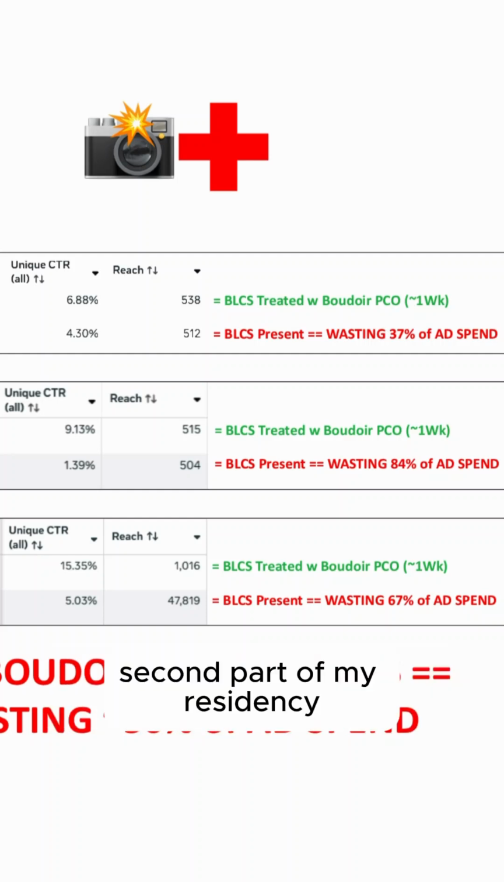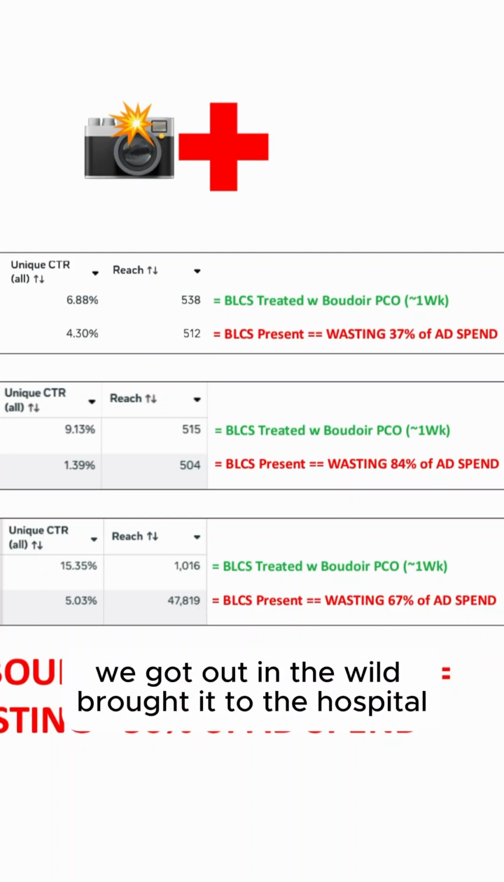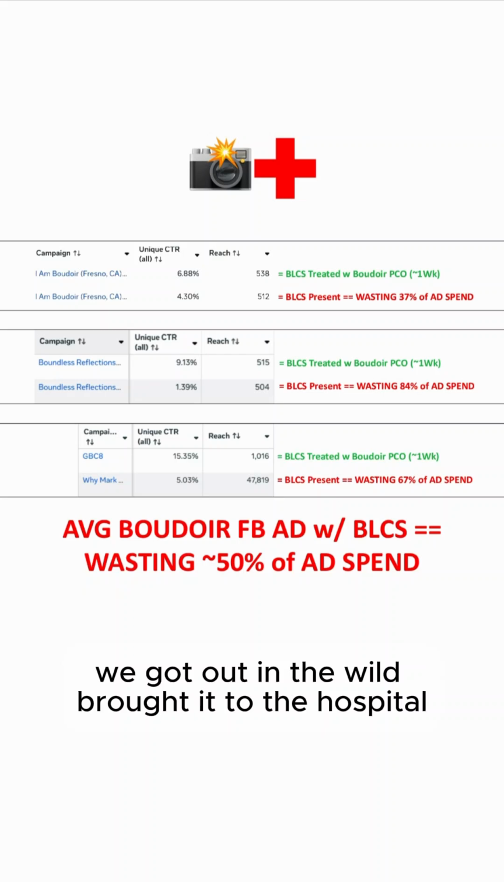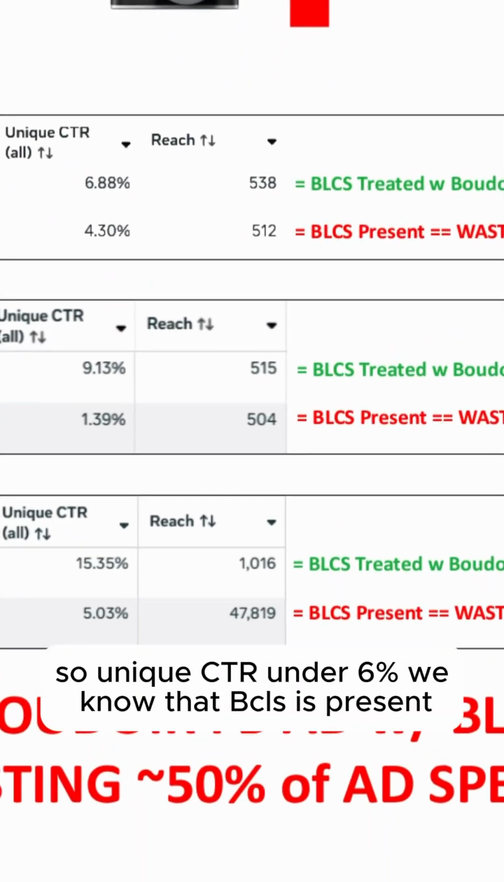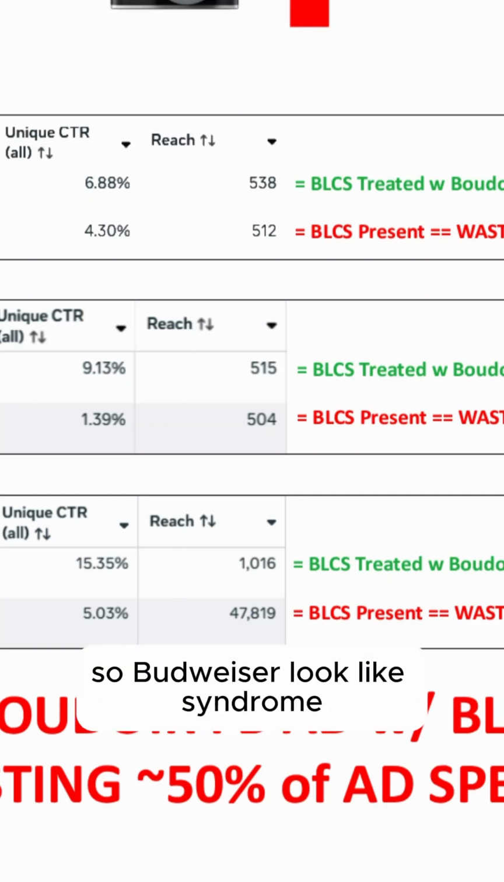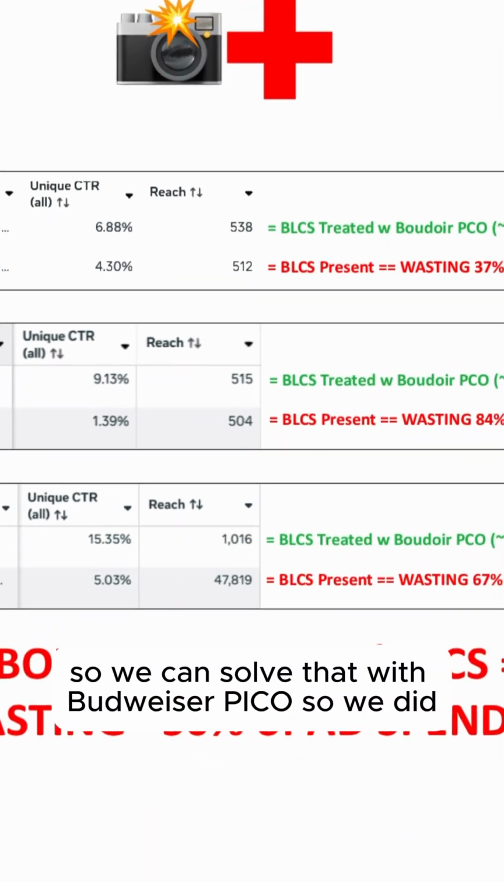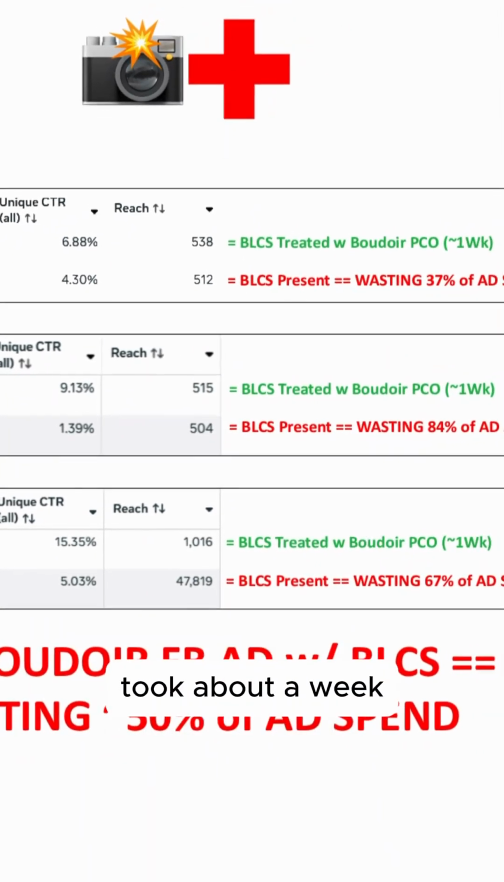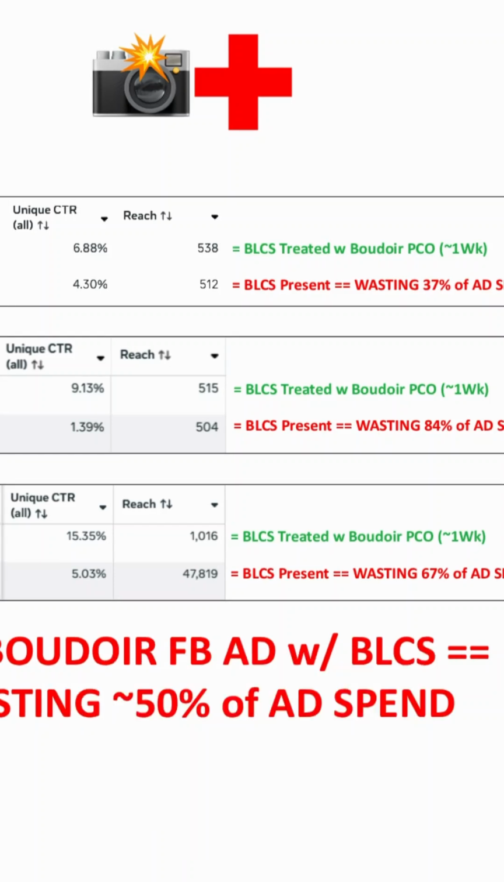Second part of my residency, I found a second Boudoir Facebook ad out in the wild, brought it to the hospital, tested it, and found its unique CTR was 1.39%. So with unique CTR under 6%, we know that BLCS is present. So Boudoir low click syndrome. So we can solve that with Boudoir PICO. So we did. We treated it with Boudoir PICO, took about a week, and we got the unique CTR up to 9.13%.